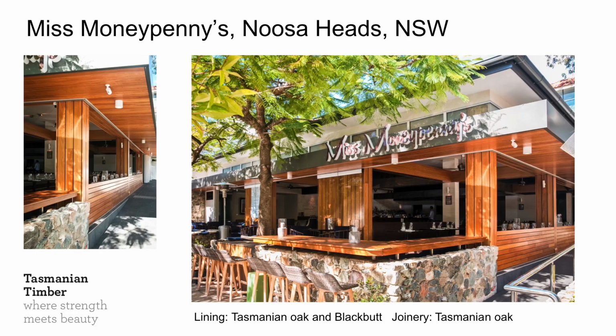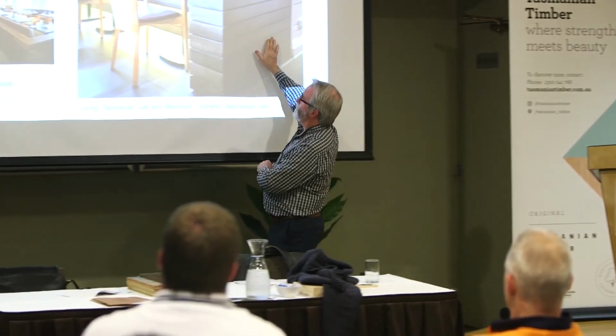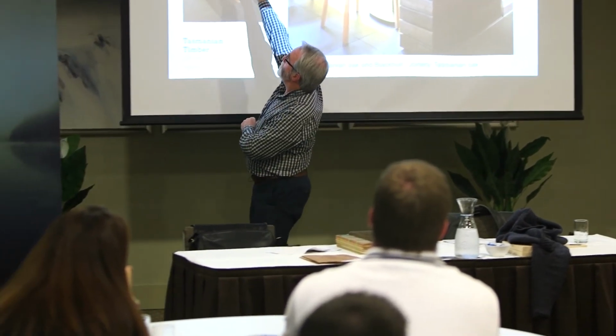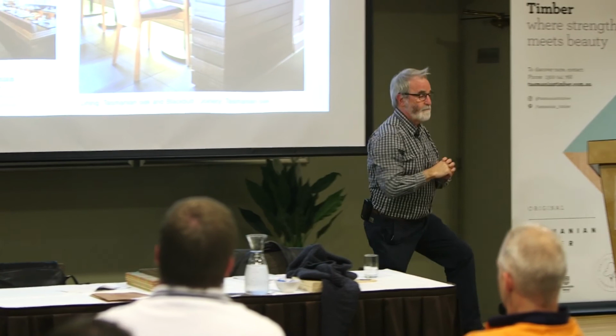Miss Moneypenny's little restaurant in Noosa, New South Wales, combination of blackbutt and Tas oak. The blackbutt's used in these outdoor surfaces because it's harder and more durable. The Tas oak is then used as a stain surface inside the restaurant. So these would all be Tas oak surfaces. It's all Tas oak surfaces on the top and on these surfaces here in the middle.